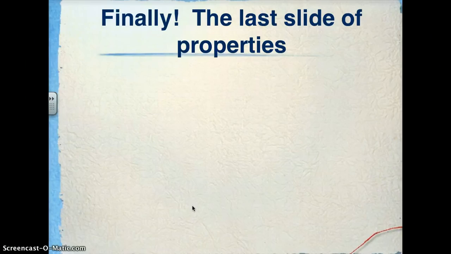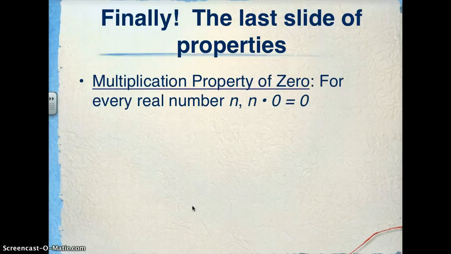Finally, here we are at the last slide of properties. So the multiplication property of 0 just says if you have any real number n times 0 equals 0. Any number times 0 is always 0. That's always true. You multiply a number by 0, you get 0.